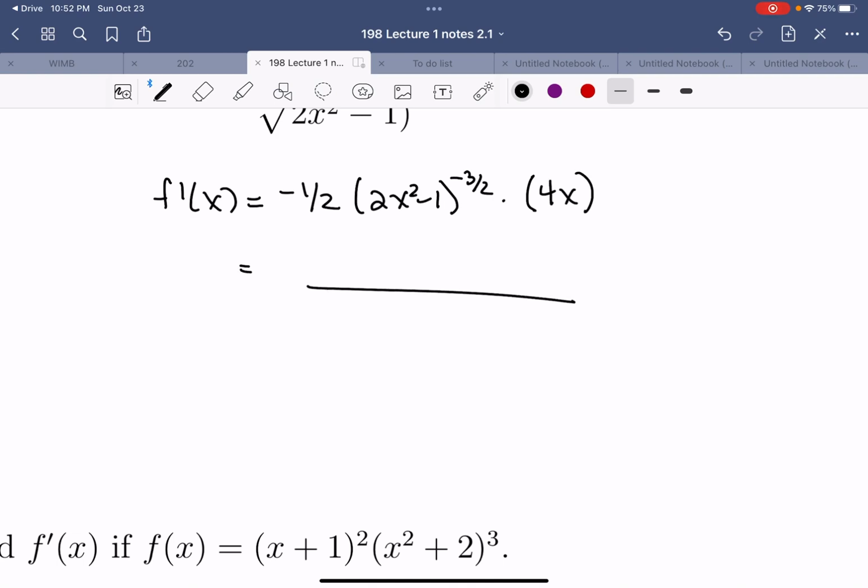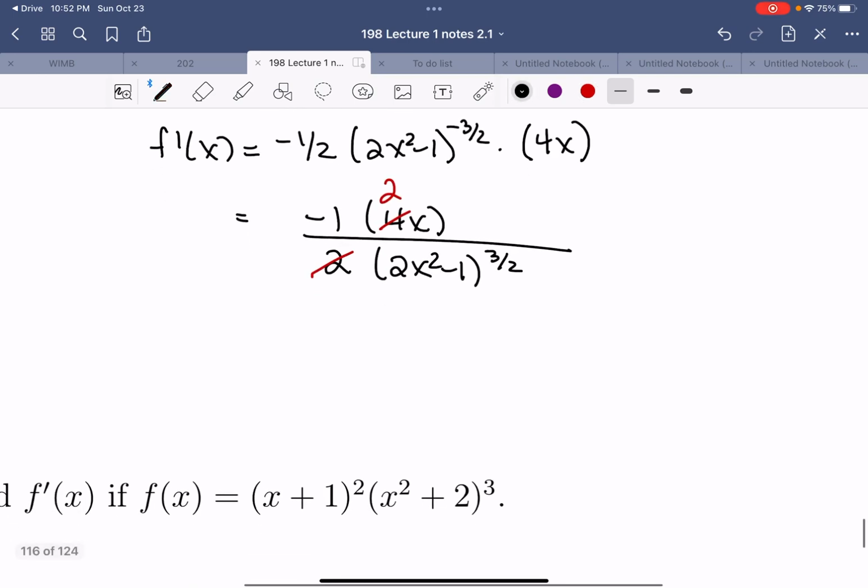So here, I have negative 1/2, so the negative 1 is on the top and the 2 is on the bottom. My parentheses there to the negative 3/2 is going to go to the bottom, so 2x squared minus 1, so I can make it a positive 3/2, and times 4x up top. Now these two have a 2 in common, so I can cancel that, and I'm left with negative 2x over 2x squared minus 1 to the 3/2.